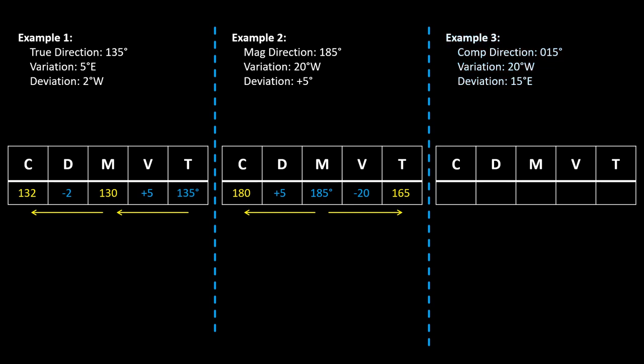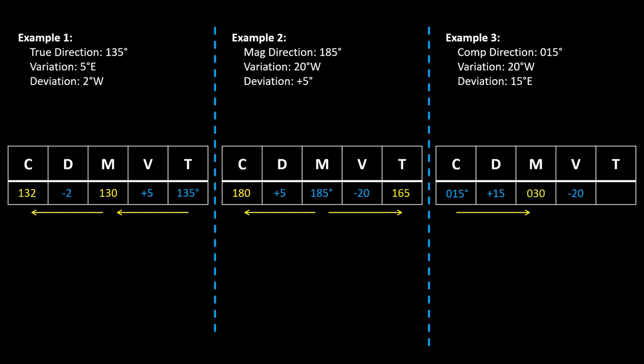Example 3. Fill up the table with the appropriate value. Since we were given compass direction, first we need to convert compass direction into magnetic direction. After we get the magnetic direction value, then we can convert it into true direction. We are calculating in a direction that agrees with the general calculation direction. Thus, 015 plus 15 equals 030.